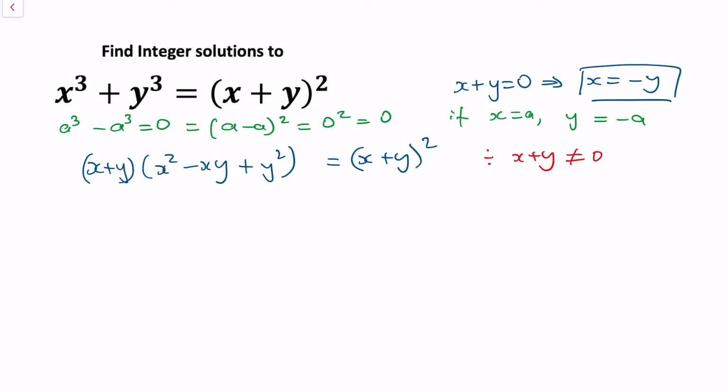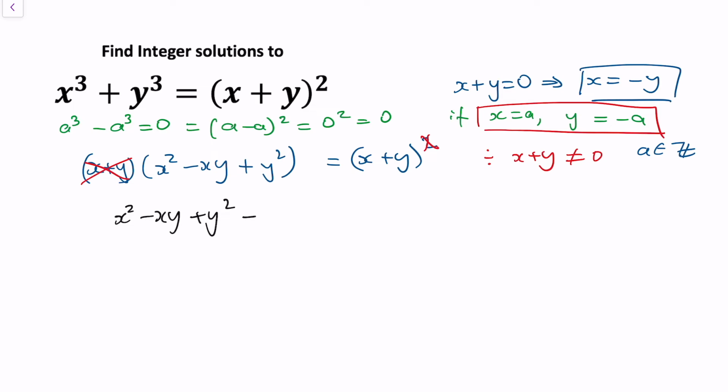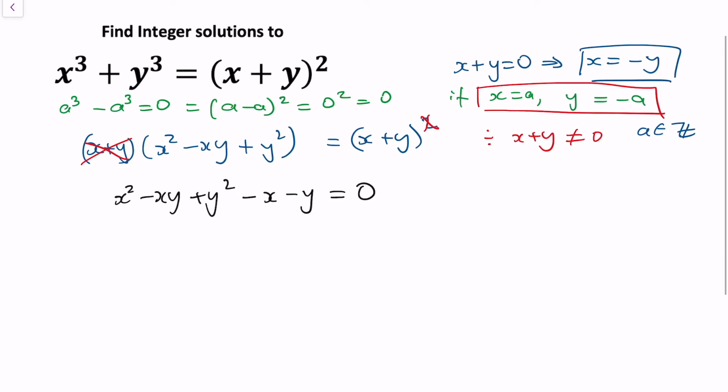In other words, we found infinitely many solutions satisfying this equation: x equals a, y equals minus a, where a is an element of the integers, because we are interested in integer solutions. Okay, now we've taken care of that, we can divide everything by x plus y. That means we will have x squared minus xy plus y squared minus x minus y equals 0, bringing everything to the left.